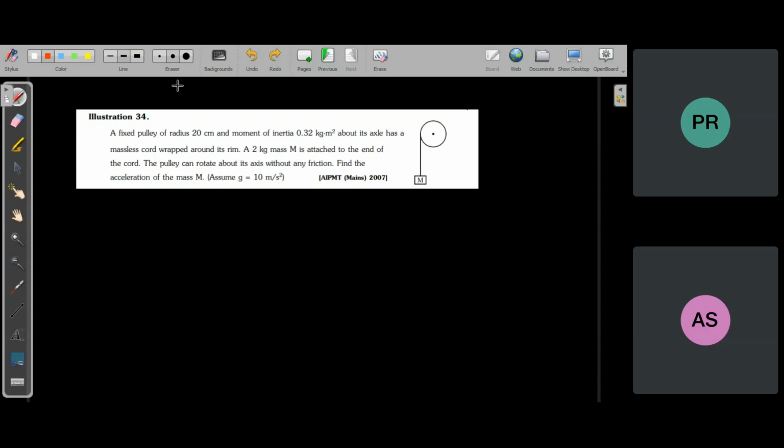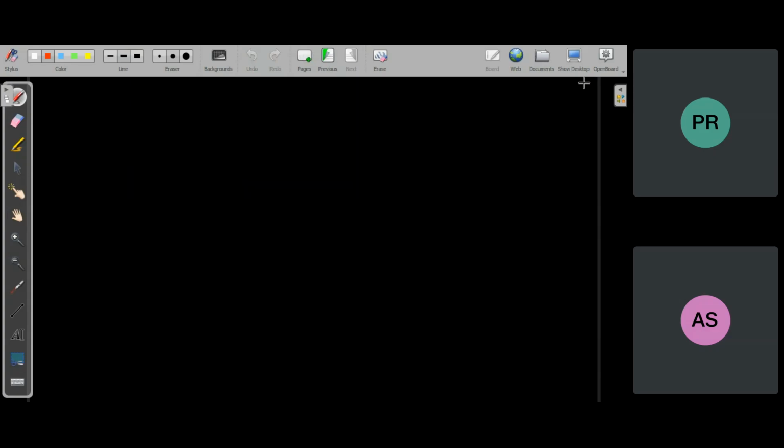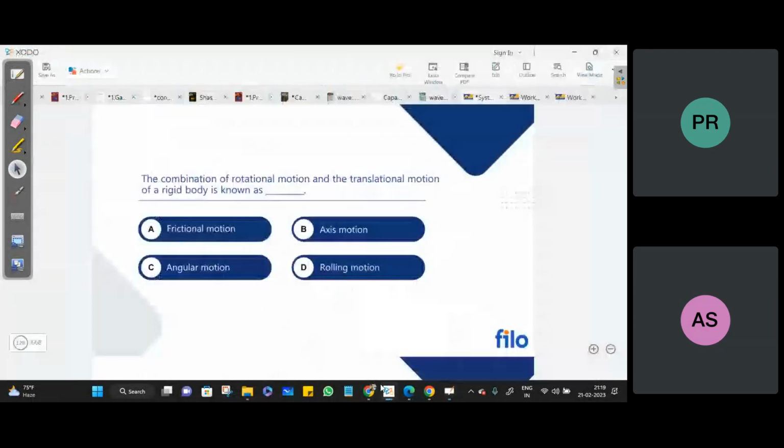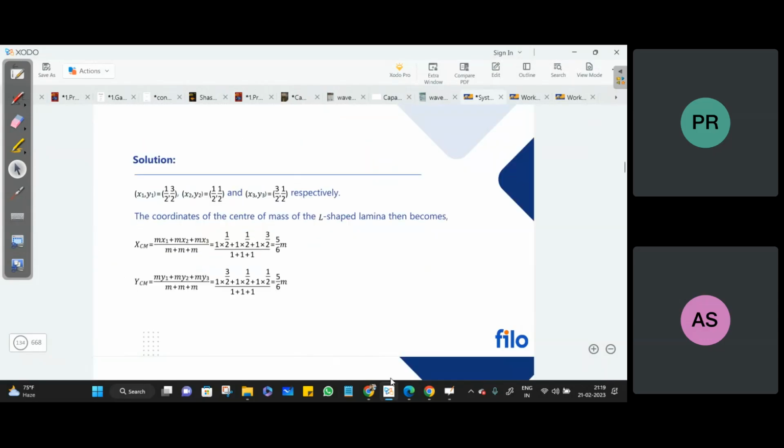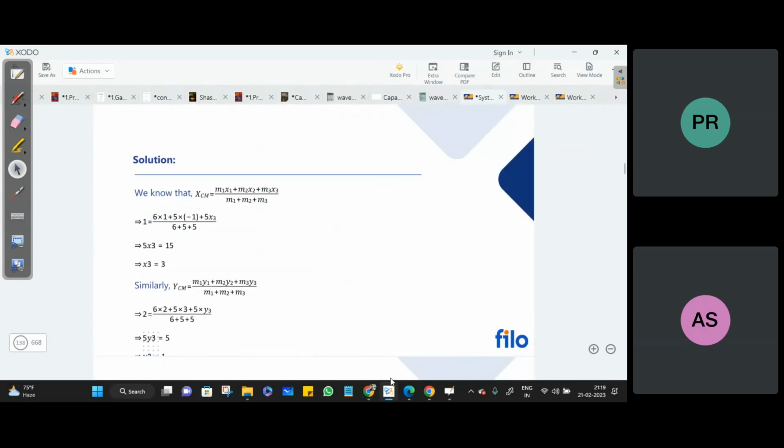The equations will be first mg minus T equals m a. Correct. And then how will you find T? Yes, the net torque will be T into R, sir. It is equal to I alpha, we can equate now, sir. Correct. Moment of inertia is given now, sir. Yeah, correct. And tension we will get, and then the value.